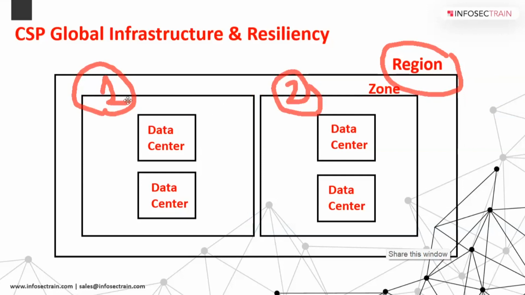Inside zone 1, you have data center first and data center second. Inside zone second, you have data center first and data center second. So you can say that data centers are the building blocks. What is a data center? A data center is the place where your servers are kept, where all of your information is kept. Anything you want to process is kept in that data center.